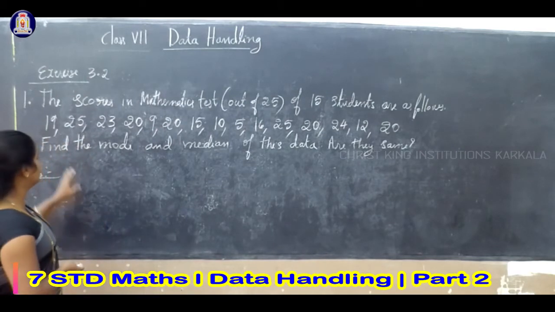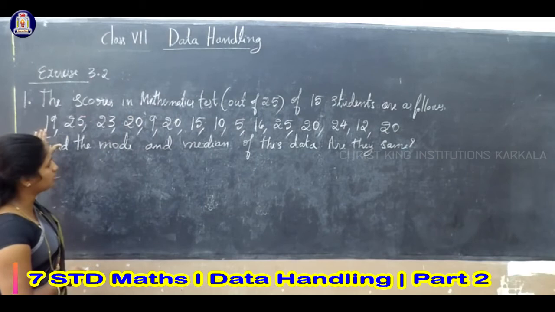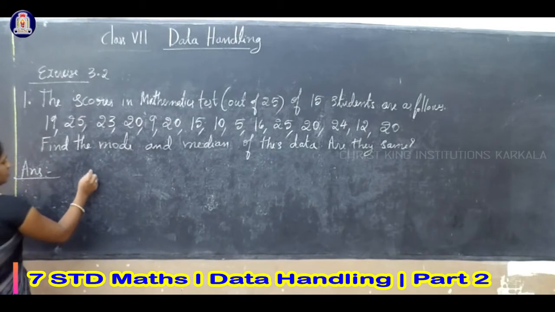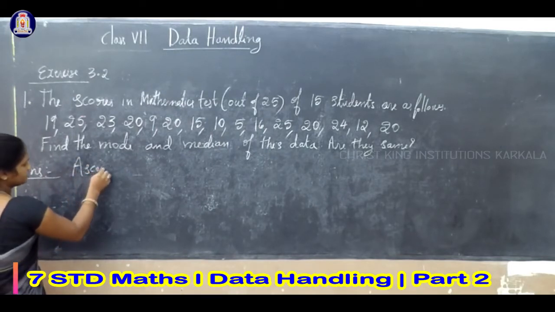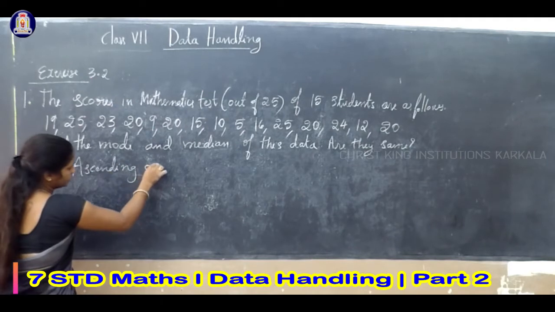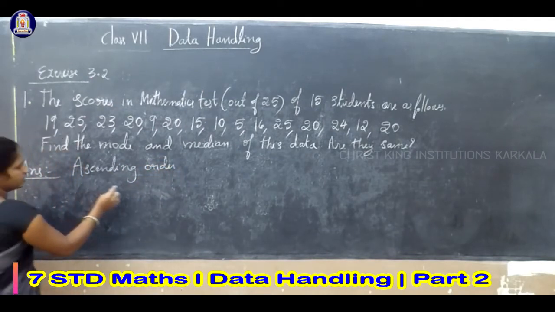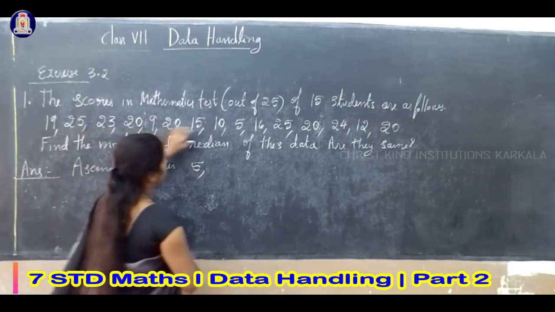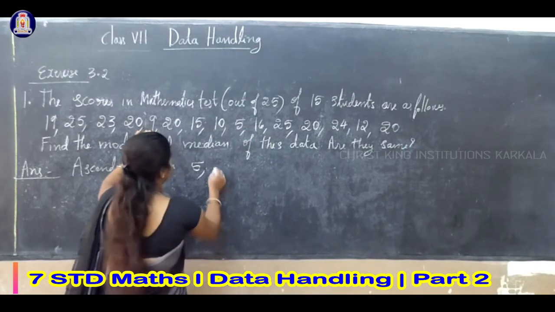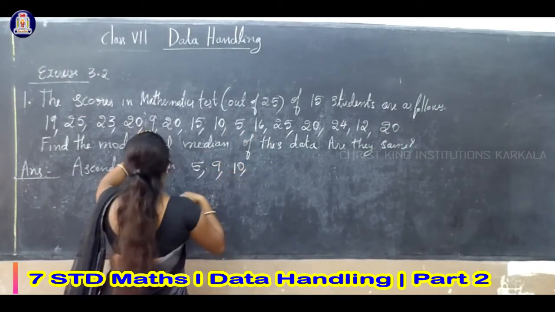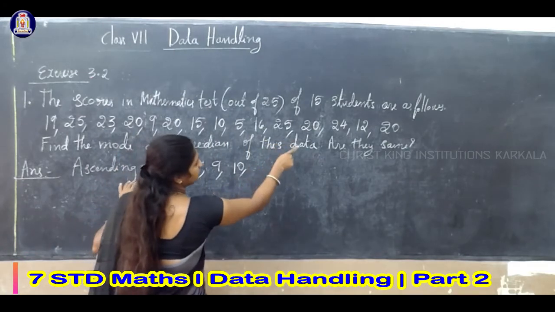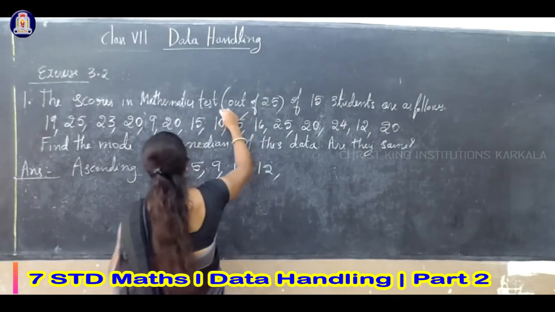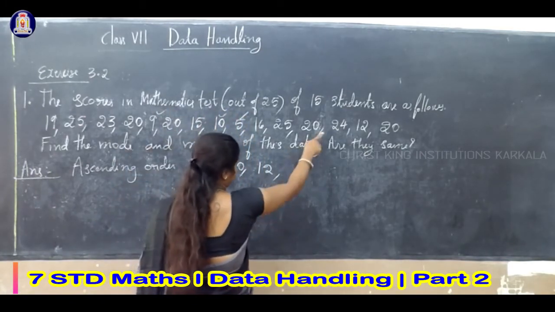See which is the least number in this. Which number is the smallest, is it 9? No, 5 is smallest. So I write in ascending order: first one is 5, next number is 9, next 10, next 12.